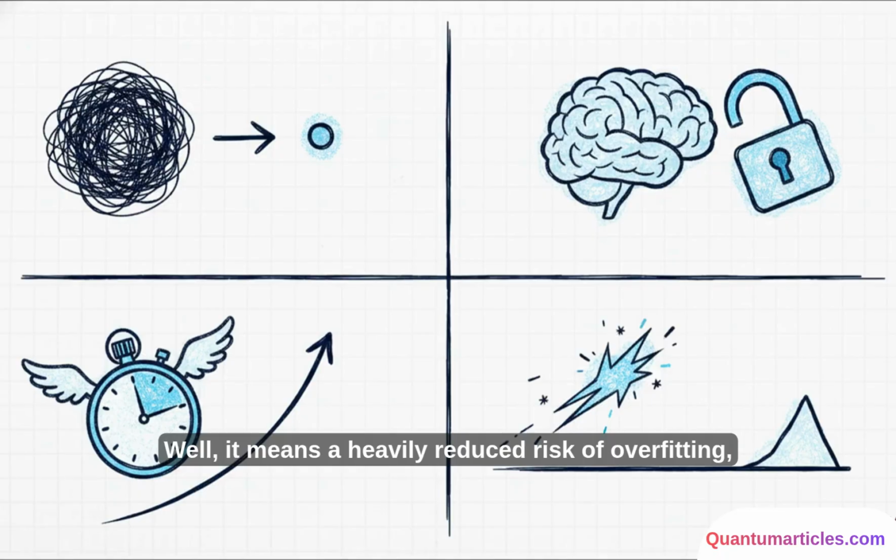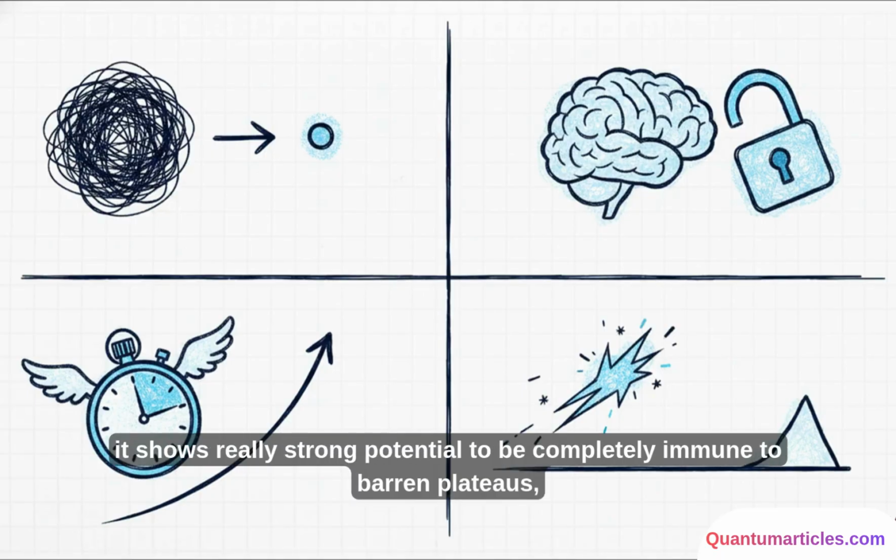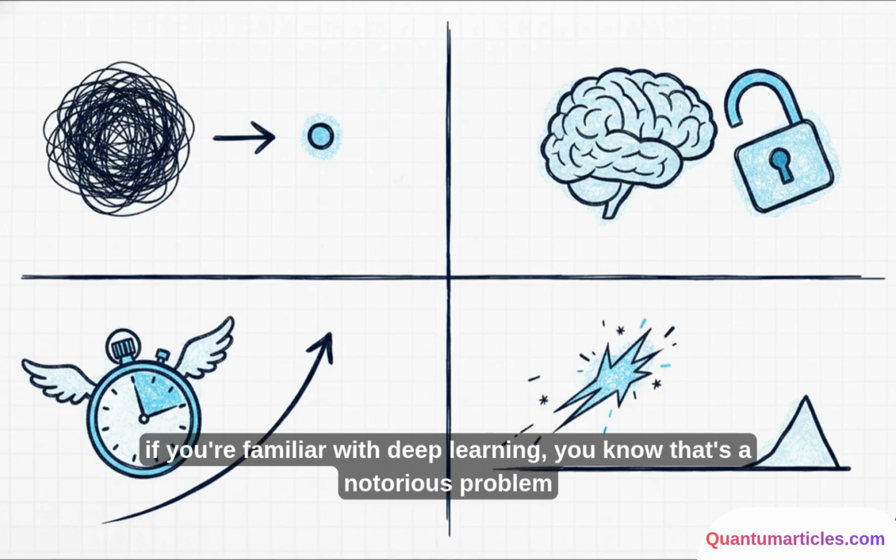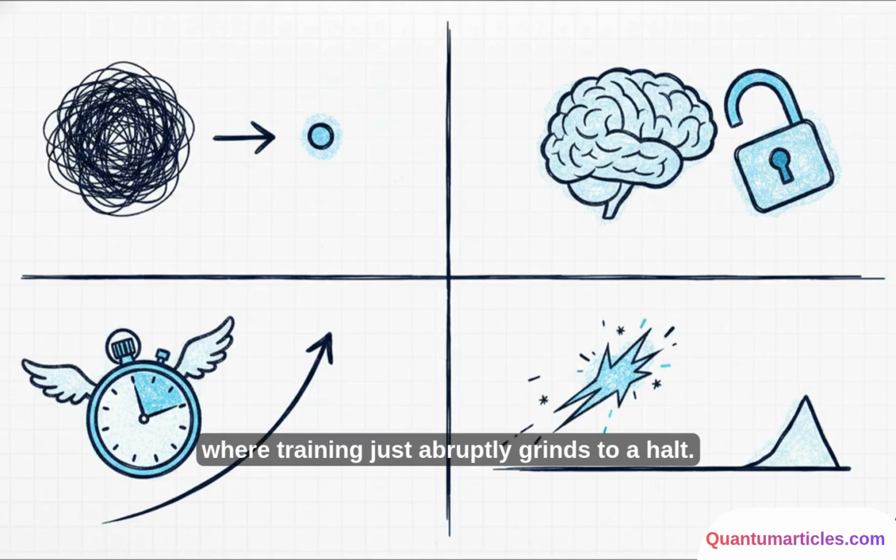Well, it means a heavily reduced risk of overfitting, which is where an AI just memorizes data instead of actually learning the underlying patterns. It also promises asymptotic runtime advantages, meaning it's going to scale incredibly efficiently. And because of the quantum orthogonal layers they used, it shows really strong potential to be completely immune to barren plateaus. If you're familiar with deep learning, you know that's a notorious problem where training just abruptly grinds to a halt.